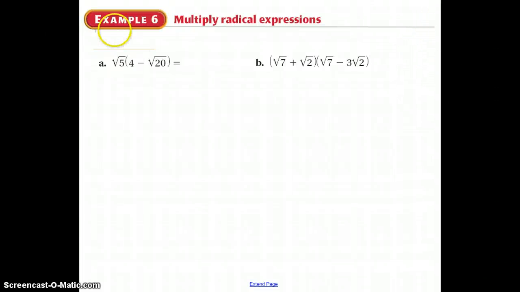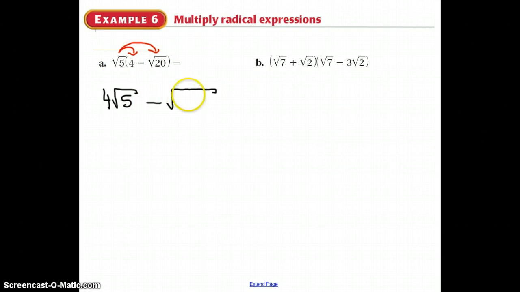So first, we notice that we have a parenthesis, which means we have to use the distributive property. We have 4 times square root of 5, and 4 is not inside the radical, so it has to stay outside of the radical, times square root of 5, minus, because we have a positive times a negative, and both 5 and 20 are inside the radical, so I'm going to put them inside the radical and multiply them together.